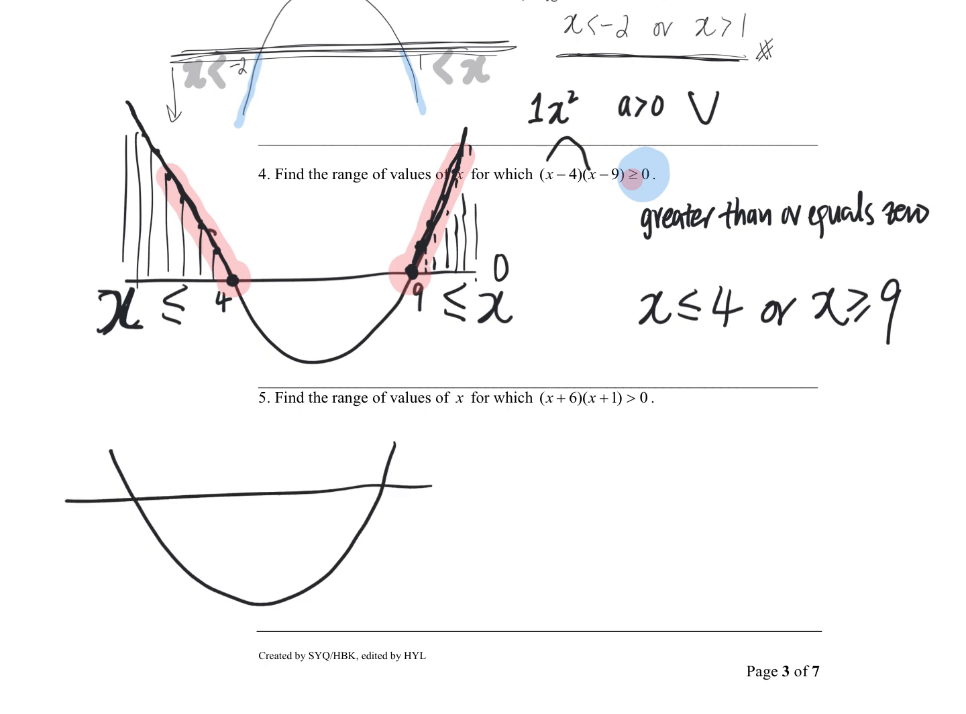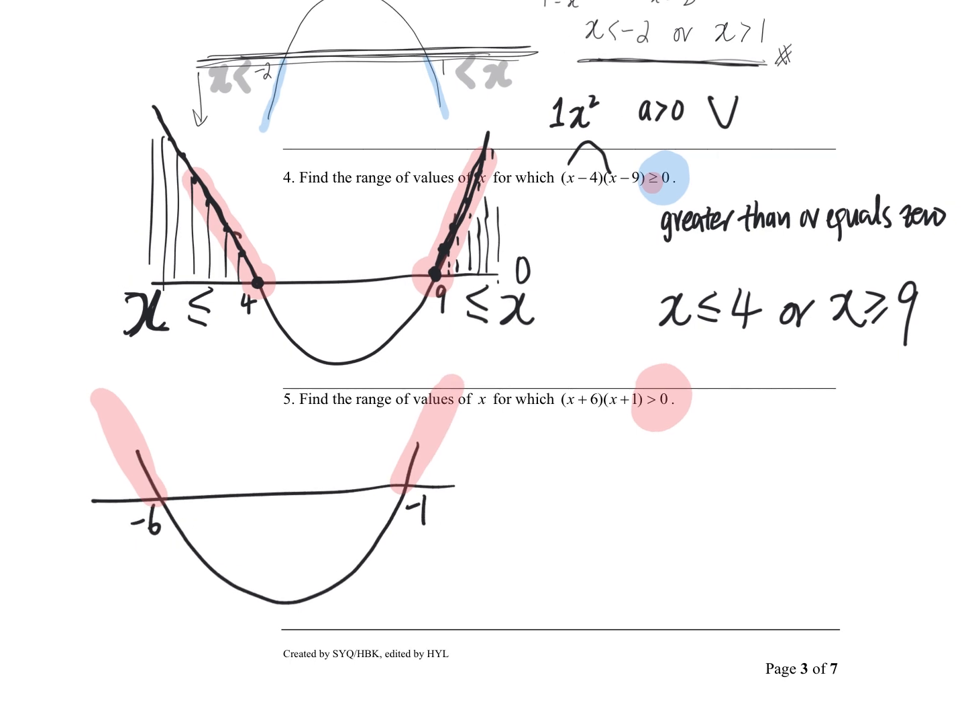What are the two x-intercepts? Minus 6 and minus 1. Which part of the graph do you want, tail or bow? Tail. Greater than 0, you want the part that lies above, so it's the two tails. So your solutions are split. I want all the x less than minus 6, and all the x greater than minus 1. So you can write it here. The facing doesn't matter. You can write it like that or like that, doesn't matter as long as it's the same thing.